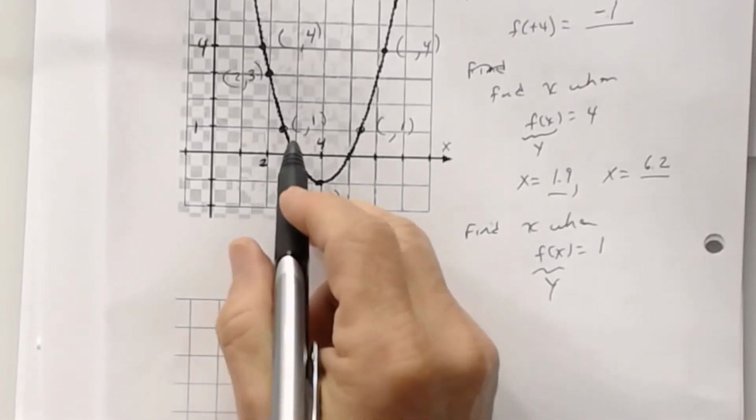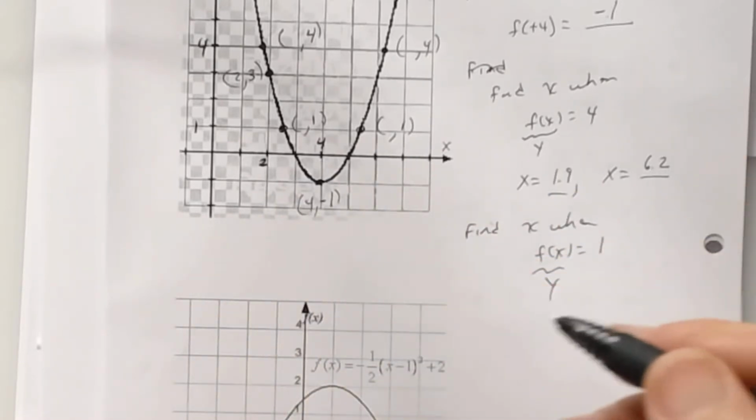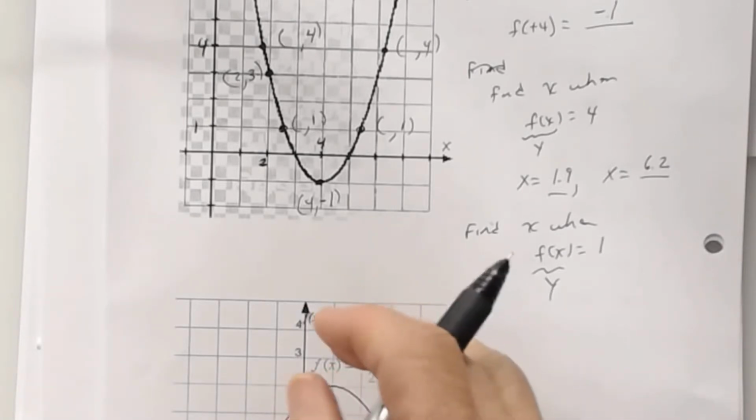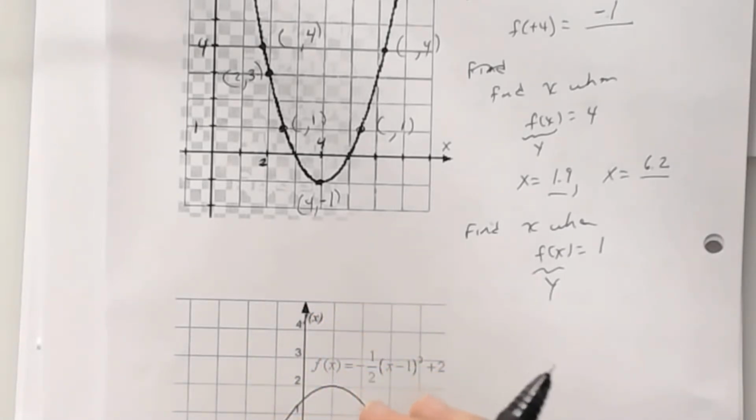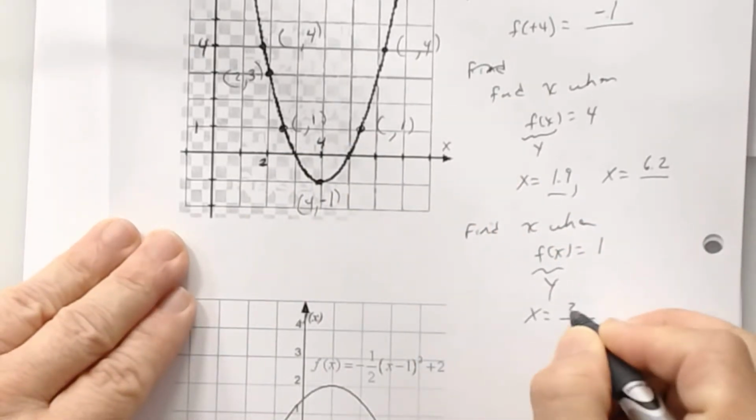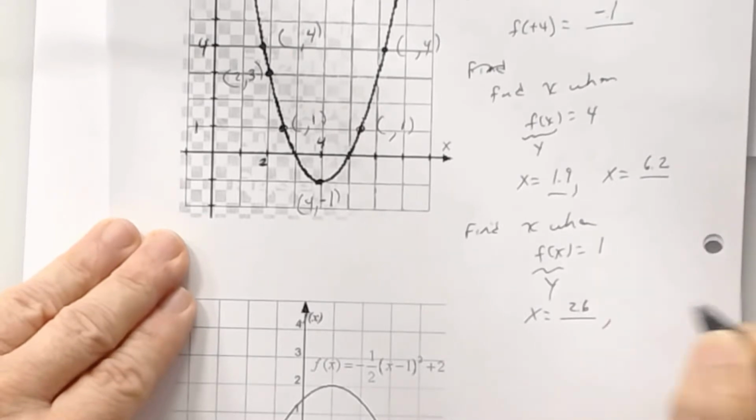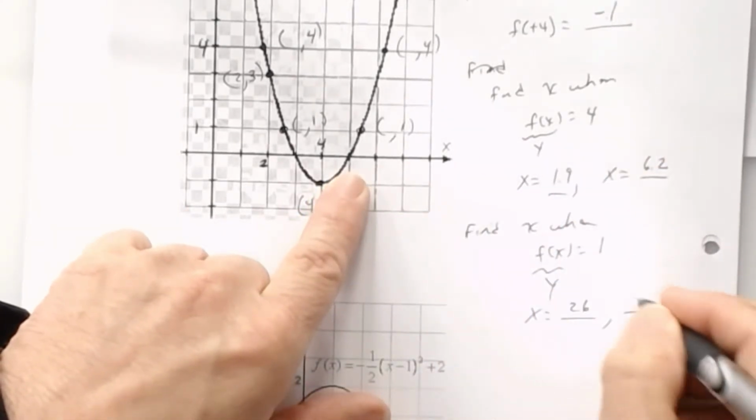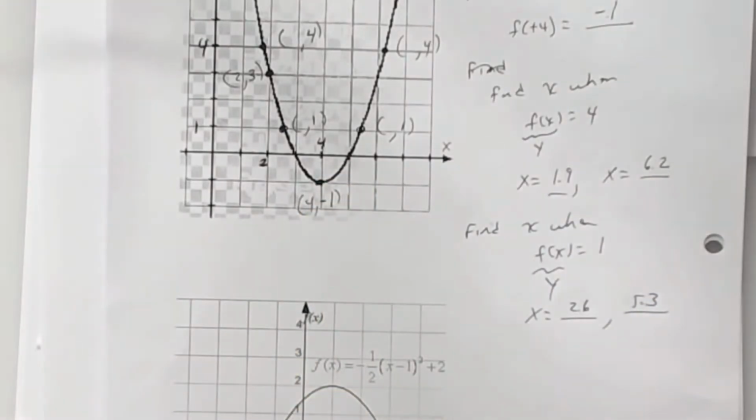2.7. 2.7, 2.6, 2.5. I'm okay with those. I wouldn't give you credit if you said 2.1, right? Because you know that's not going to be 2.1. So x is 2.6, something like that. What about the other one? 5.3 roughly. 5.3, okay. I'll give you 5.3. All right.